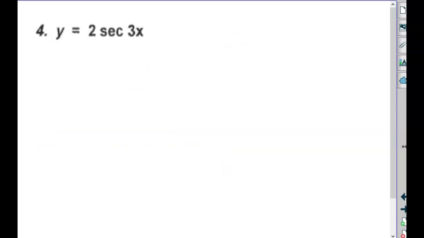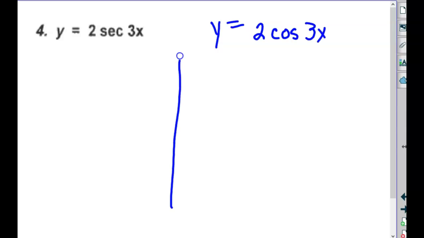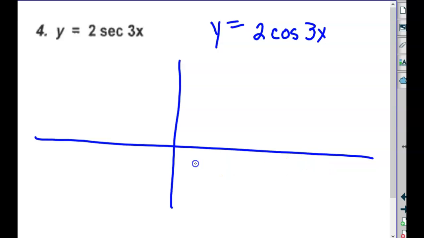So number 4, what am I going to graph first? Y equals, what's the reciprocal of cosecant? Please. We're going to graph 2. What's the reciprocal function for secant? Oh, so this is what we're going to graph. Okay? The amplitude will be 2, so the maxes and mins are going to occur at 2 and -2. Everybody good so far? Cosine starts at the max. I'm going to dot mine.